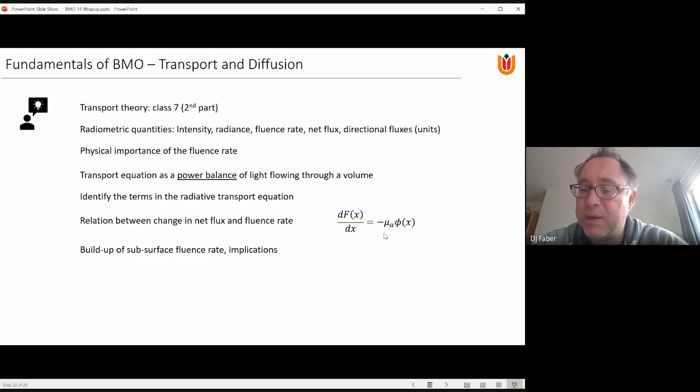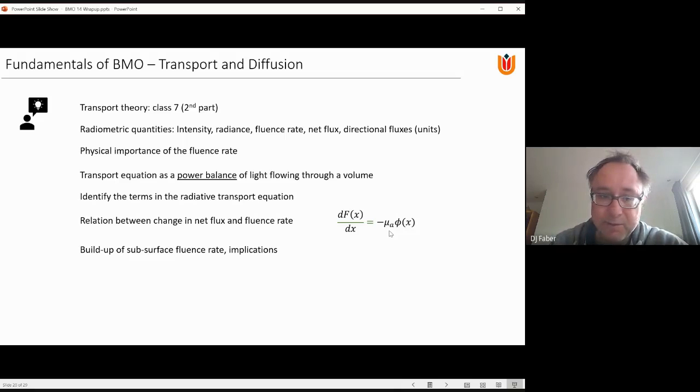So there is only one loss mechanism. Scattering just redirects light. It doesn't take away light. When you have only scattering, then the amount of light is preserved. There is no loss. The only loss mechanism in here is absorption. So that is the only way to lose light.